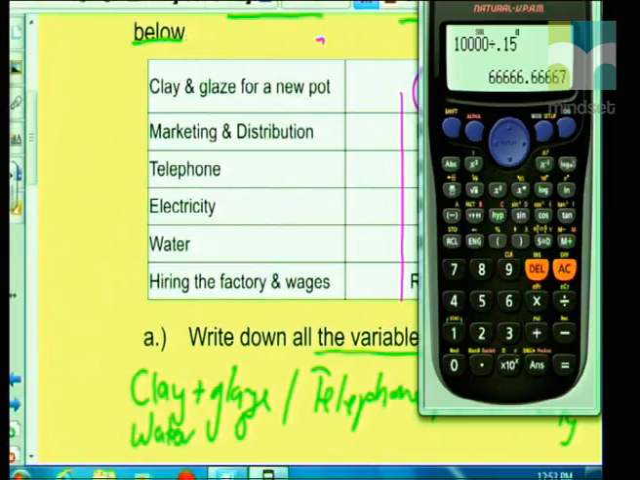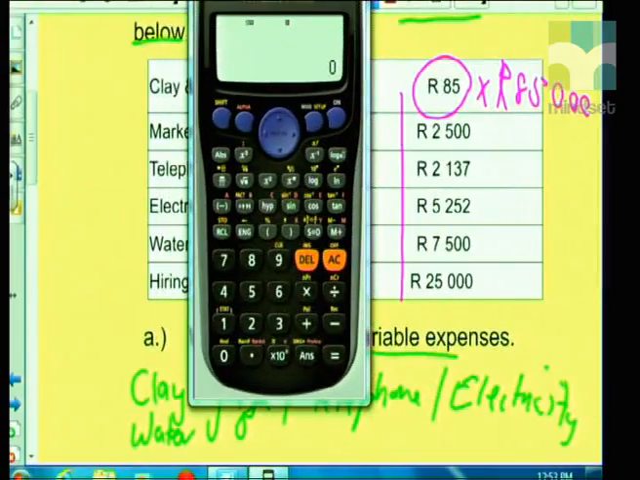So let's add up the total costs, and we're going to just move the calculator so we can see those costs there. It's 85,000 plus 2,500, that's for your advertising campaign and your distribution, plus 2,137, plus your 5,252, plus 7,500, plus 25,000.